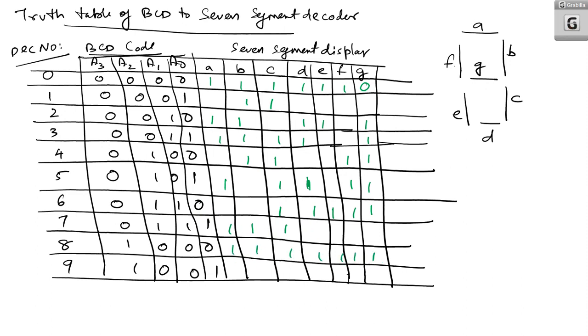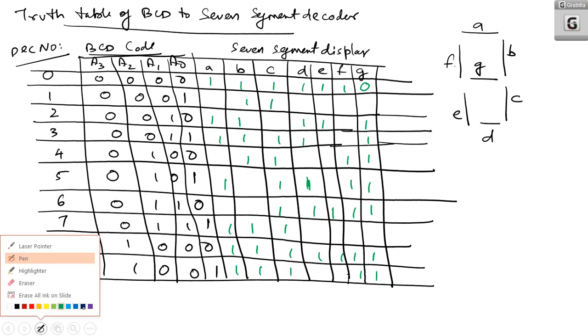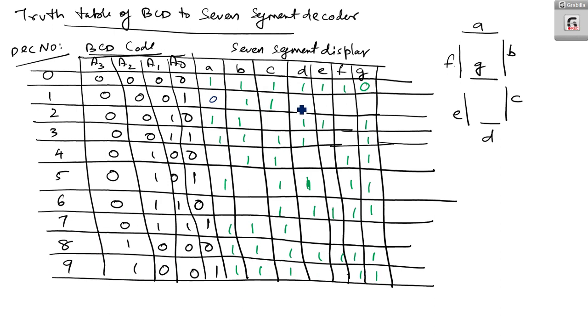To display 9, which all are on? A, B, G, F are on, along with C. All other elements are not on at this time. So here you have 0, 0, 0, 0, 0, 0, and all other elements remain as they are. So this is how the corresponding decimal number, BCD code and 7 segment display will get on.